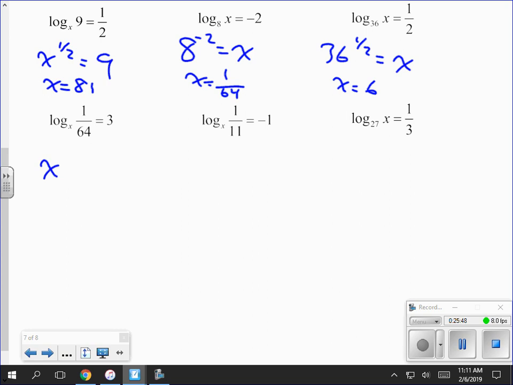Okay, X cubed is 1 over 64. This one's a little trickier, but it's not bad. I'm not going to have a negative because although it's 1 over something, the power's not negative. I want to figure out, what number cubed gives me 64? If I have a fraction, I'm essentially taking the cube root. This is going to be 1 over 4 because 1 cubed is 1, 4 cubed is 64.